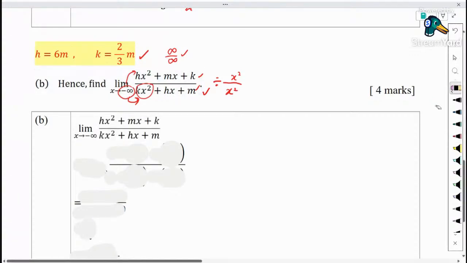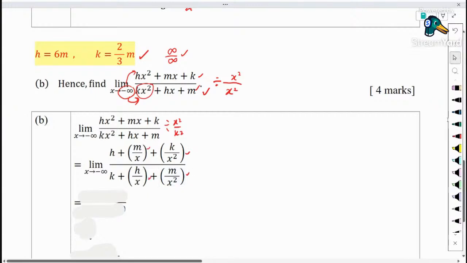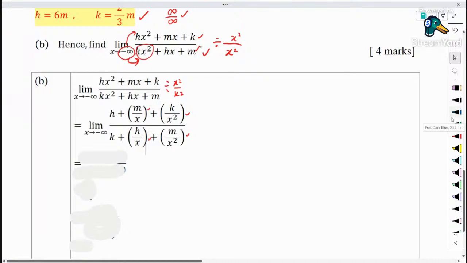Therefore, I find out from this, if I divide top and bottom with x squared, that the result for the function, the limit notation is still there. I have h plus m over x plus k over x squared for the top part. For the bottom, I have k plus h over x plus m over x squared. And in here, if you realize, I put brackets on this smaller fraction so that our writing will be clearer to see which one is the larger and smaller fractions.